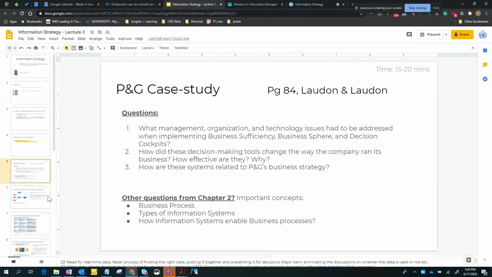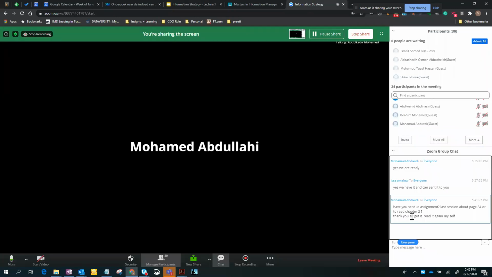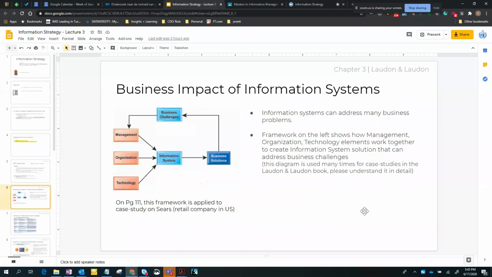Let's move on to the content of this lecture, which is about the business impact of information systems. I will cover that in probably 5 or 6 slides for this hour, and then I'll talk a little more about the assignment for the next class. Everybody will have to do that assignment. There's not going to be any choice to do it or not do it. I am expecting everybody to do that assignment.